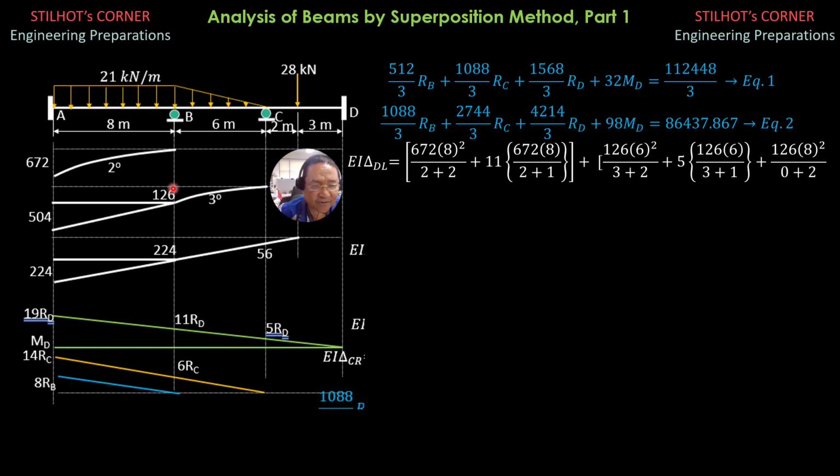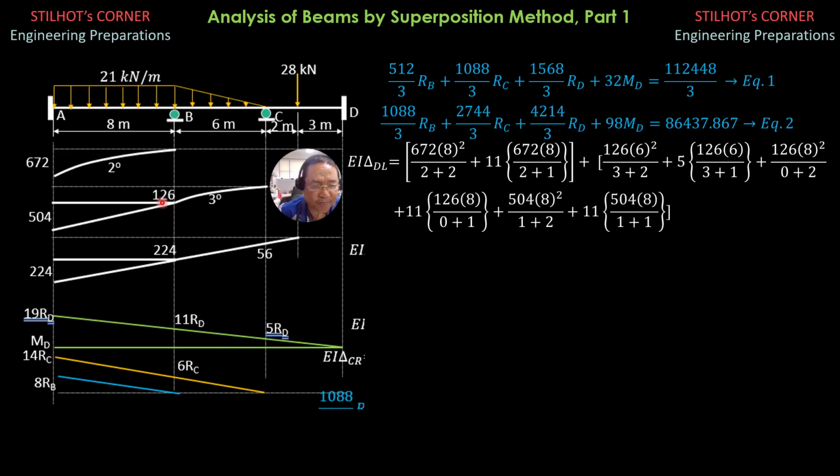Then we proceed to this couple load. Deflection first: 126, length 8 square, over 0 plus 2. Then for the slope, 6 plus 5, 11. 11 times 126 times 8, over 0 plus 1. 500 due to deflection, 504, 8 square over 1 plus 2.